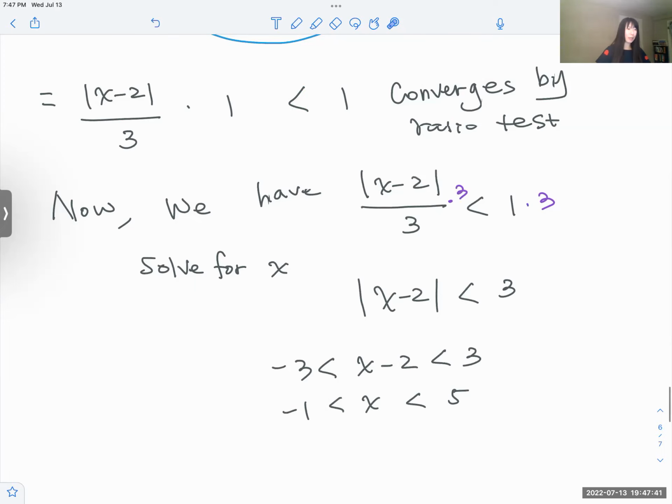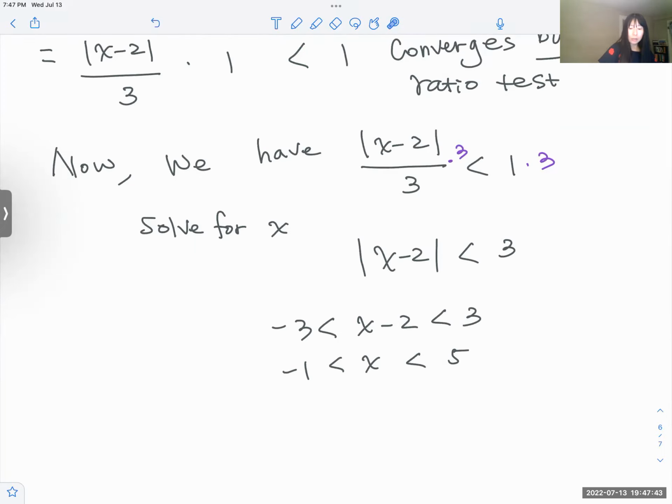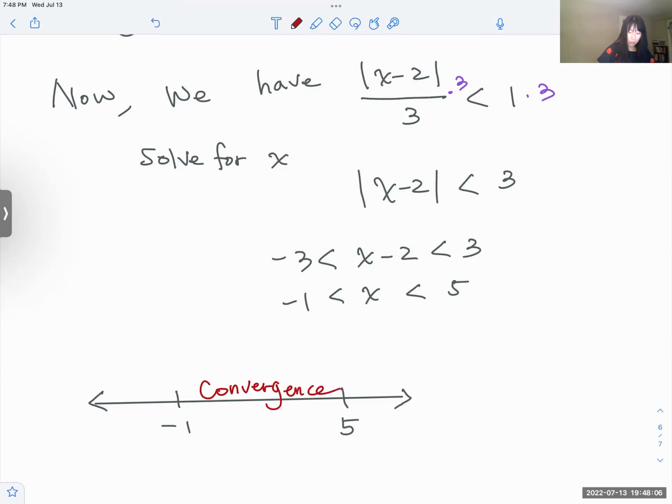Okay, then we're going to find the interval. So we have negative 1 and then we have 5, right? x is between there, and only that part is the convergence. For now, we're not sure about the endpoints, so we make a parenthesis, okay? Convergence. Then we say that the rest is divergence, right?